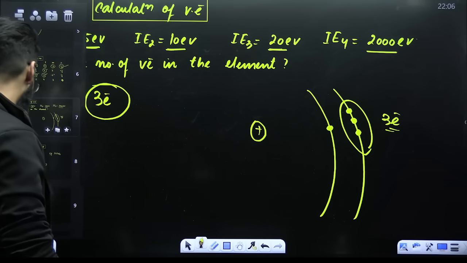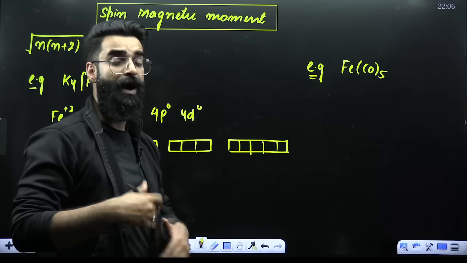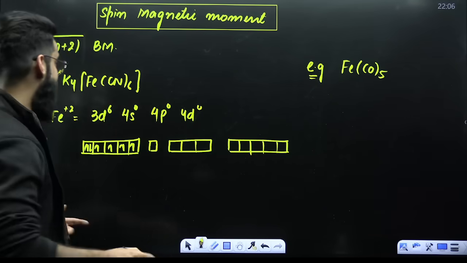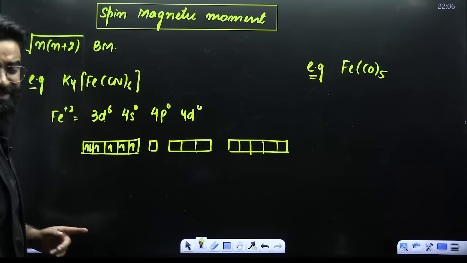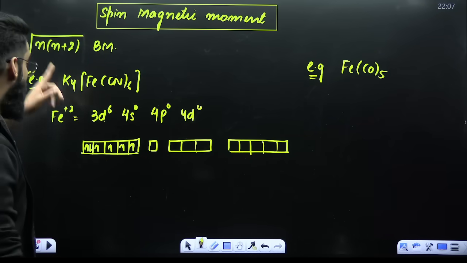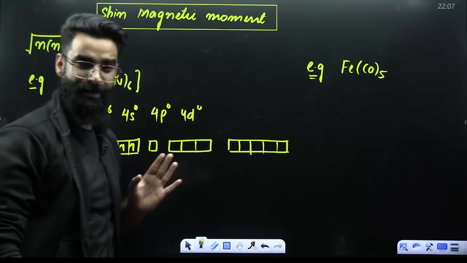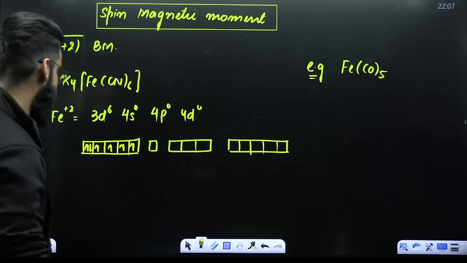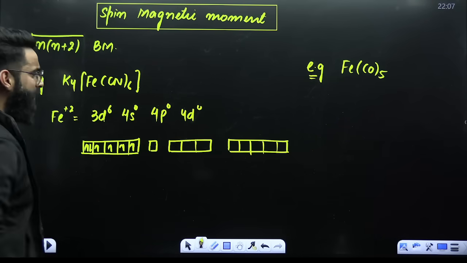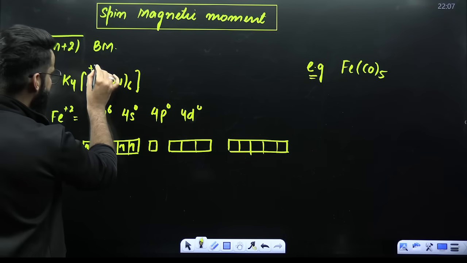This is again a short question. Similarly, how do we calculate spin magnetic moment? My dear students, spin magnetic moment is given by root of n into n plus 2, where n represents the number of unpaired electrons. For example, you have got K4[Fe(CN)6]. Iron here is in the dipositive state.